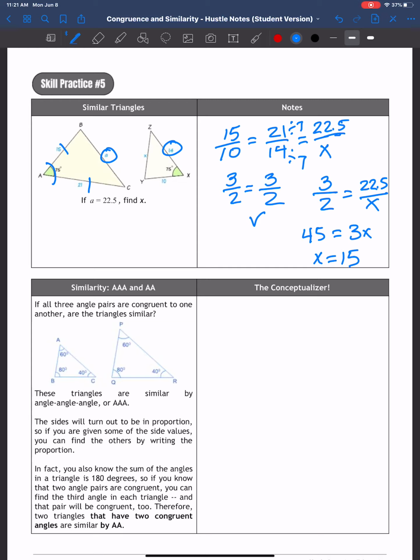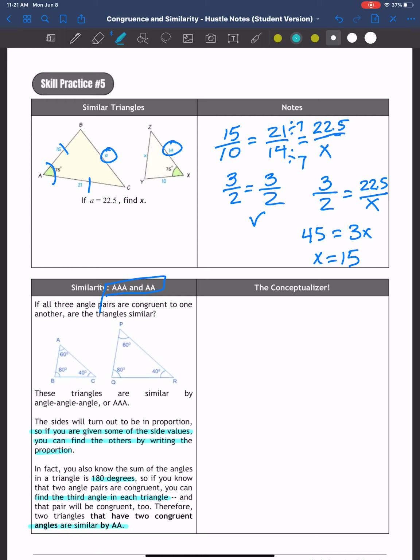Okay? So then you have angle, angle, angle, and angle, angle. The sides will turn out to be in proportion if you give some sort of side value. You can find the others by writing in the proportion. In fact, you also know the sum of the angles in a triangle is 180 degrees. So if you know that 2 angle pairs are congruent, you can find the third angle in each triangle. And that pair will be congruent too. Therefore, 2 triangles that have 2 congruent angles are similar by angle, angle.